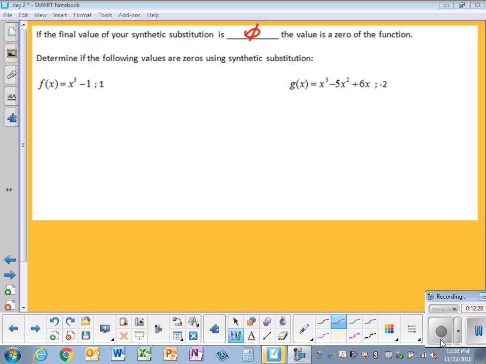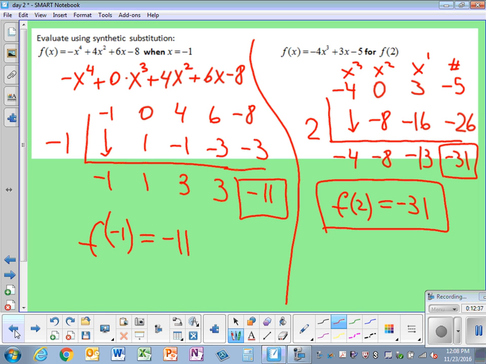So if you have a question, determine if the following values are zeros using synthetic substitution. What do we do? If the final value of your synthetic substitution right here is 0, the final answer, it means that this value of x is a zero for your function.